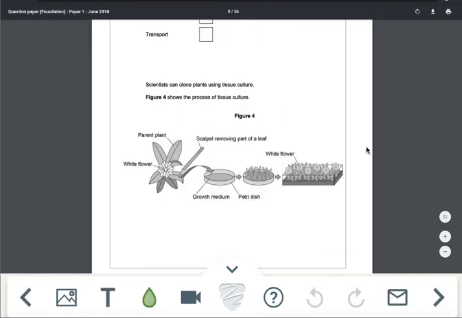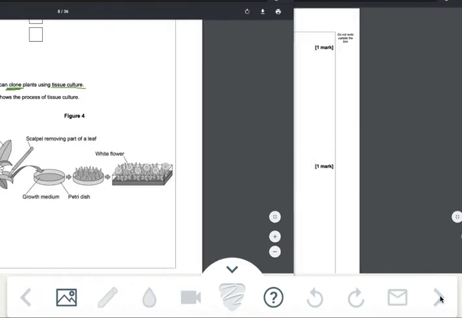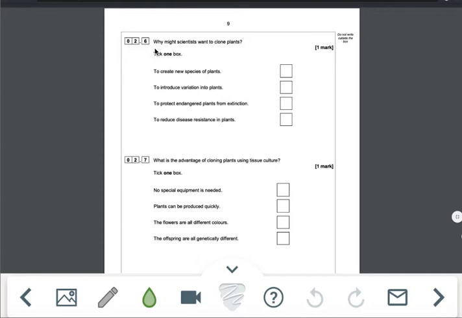Next question. We're given another picture here, and we're just going to go ahead and quickly read what it's telling us. It says scientists can clone plants using tissue culture. Figure 4 shows the process of a tissue culture. So key words in this, maybe let's just underline them. Clone. We're cloning, we're using a tissue culture. And it's showing us, got a white flower, scalpel is removing some of the leaf. It's being put into growth medium, it's growing, and you end up with more white flowers. Fairly simple. Now on to the questions.